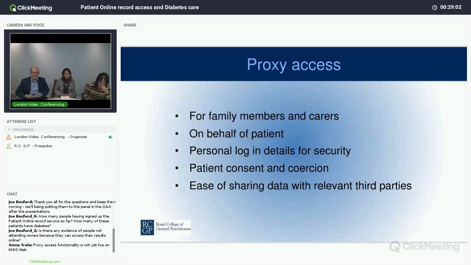Now, we've talked about the theory of how Patient Online works and how you can implement it. But I think it's really important to finish off this session with a real-world description of how it fits into the standard routine way that we provide diabetes care in general practice. So, Joyce, may I hand over to you to cover that?